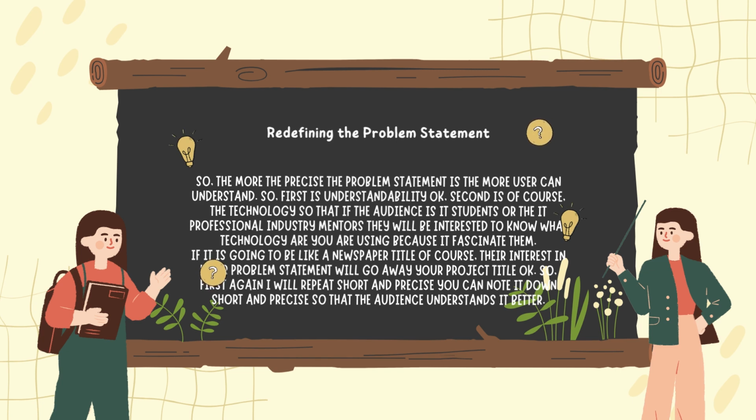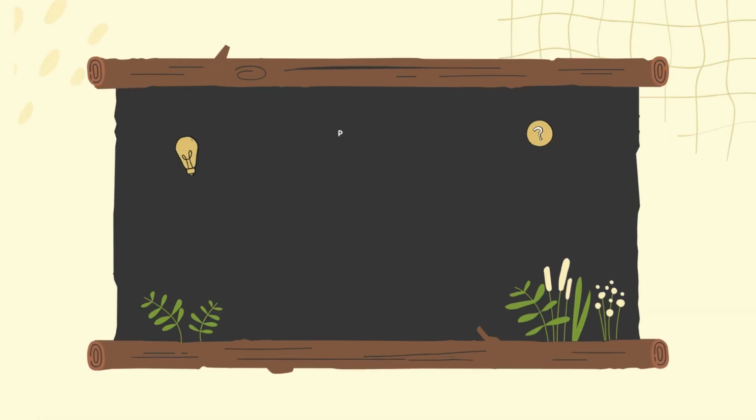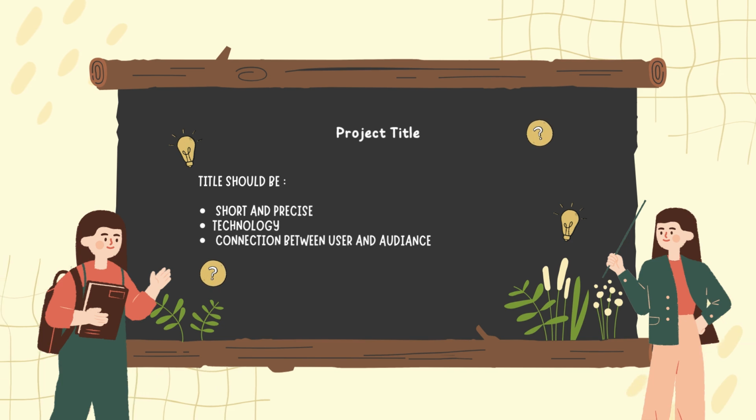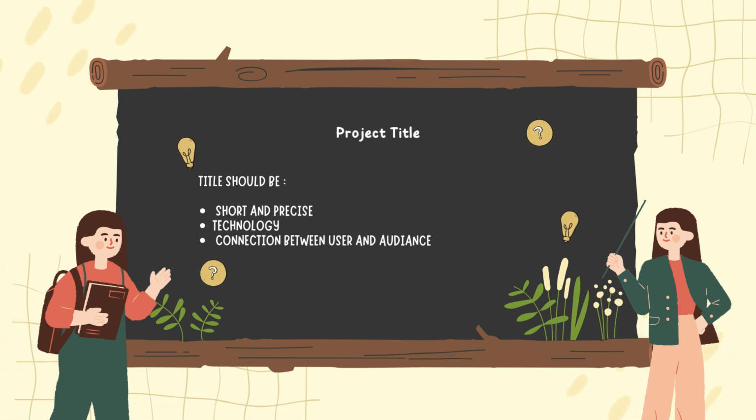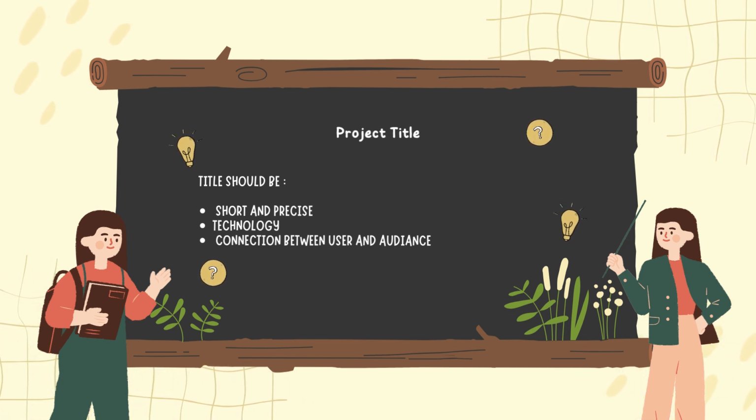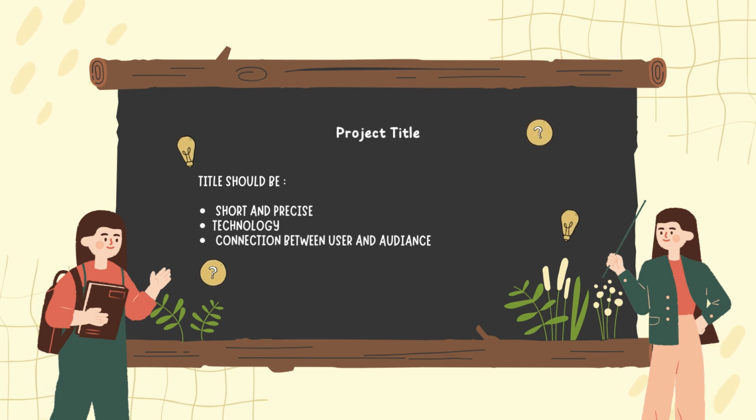Second is of course the technology. If the audience is IT students or IT professional industry mentors, they will be interested to know what technology you are using, because it fascinates them. If it's going to be like a newspaper title, of course their interest in your problem statement, your project title, will go away. So again I'll repeat, short and precise. You can note it down, so that the audience understands it better.